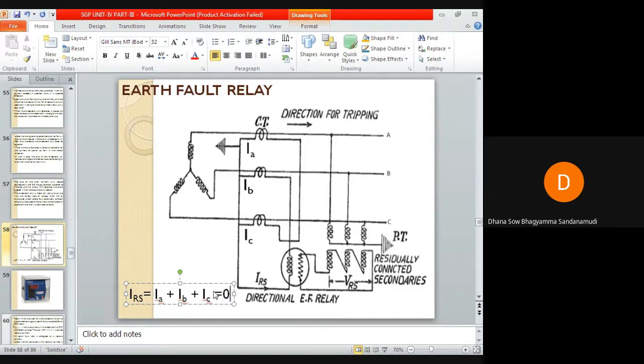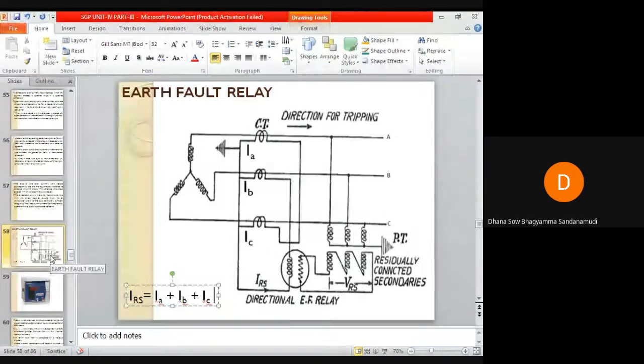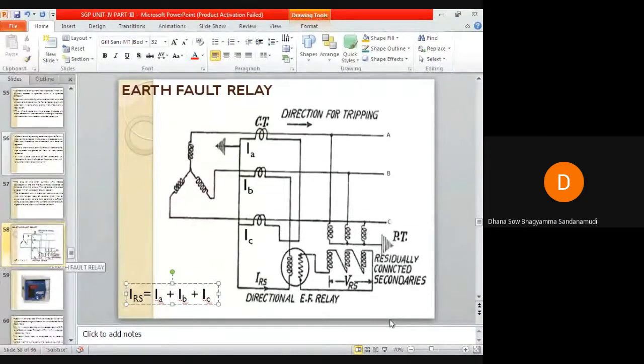Whenever an earth fault occurs, this IRS will no longer be equal to 0. It is not equal to 0 if an earth fault occurs. Whenever this IRS value, that is this residual current, exceeds the pickup value, the earth fault relay will operate. During balanced load condition, the earth fault relay will carry no current.